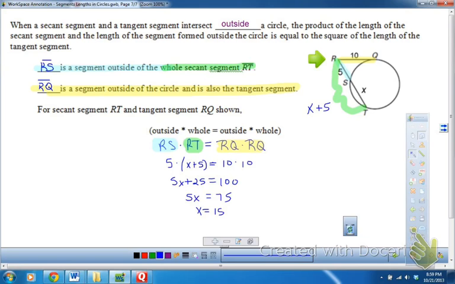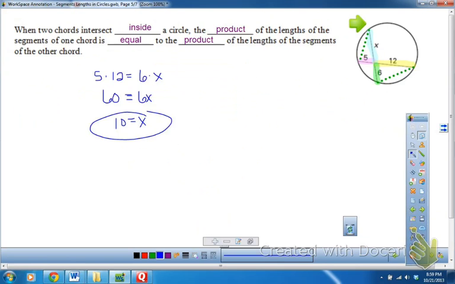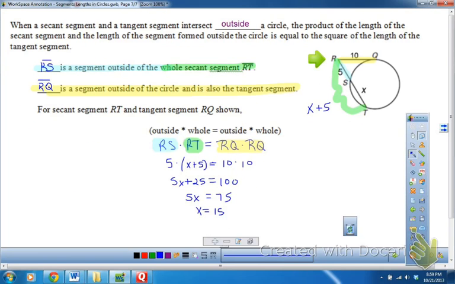And that sums up lesson 3 on segment lengths and circles. And then you will use these notes to create a graphic organizer in class. We will also go back and prove why these two create similar triangles, and we will then spend more time practicing all of these formulas. Thank you.